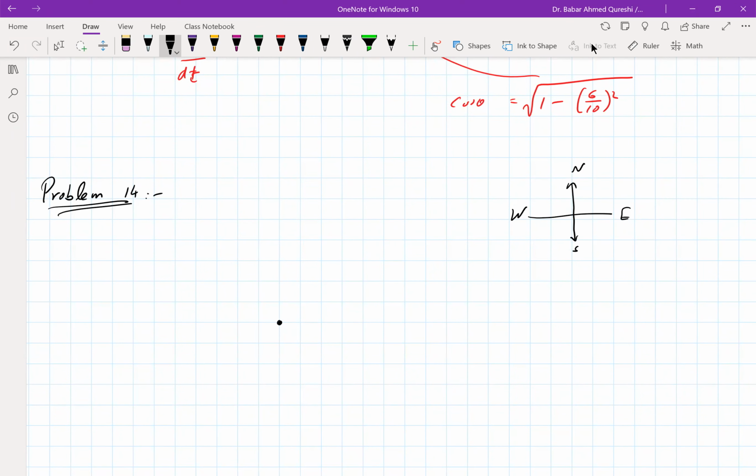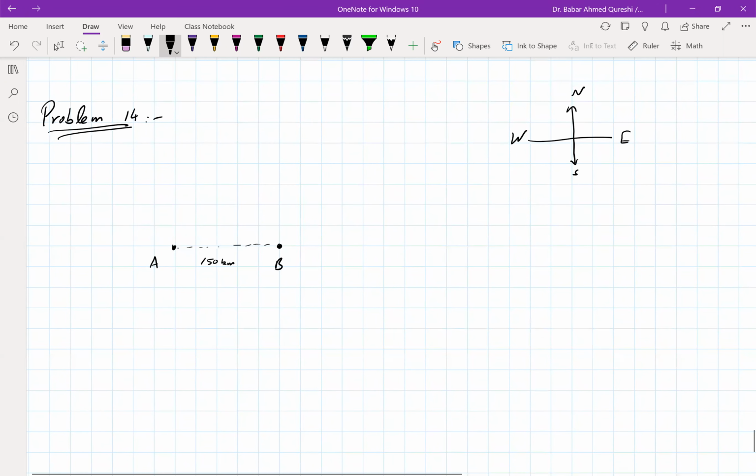Here is ship B and ship A is here, 150 kilometers away from ship B. And let's say this is at noon. So I'm going to call that time t equal to 0 at noon. And ship A is moving this way towards ship B. It is sailing east. So it was to the west of B and now it's sailing to the east. So it's moving this way.